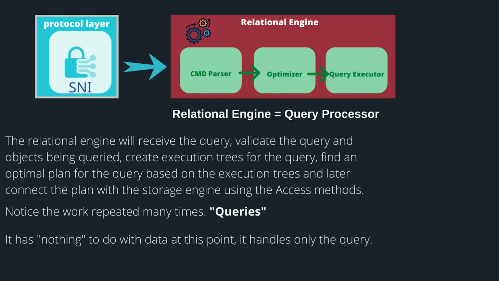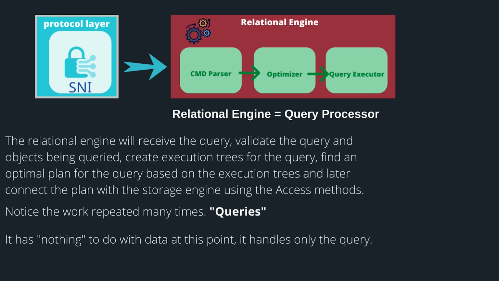Once the data gets out of the protocol layer, it goes to the relational engine, which has three main components: the CMD parser, the optimizer, and the query executor. People call this the query processor, and the reason is pretty simple. Let me read what a relational engine is and what it does.